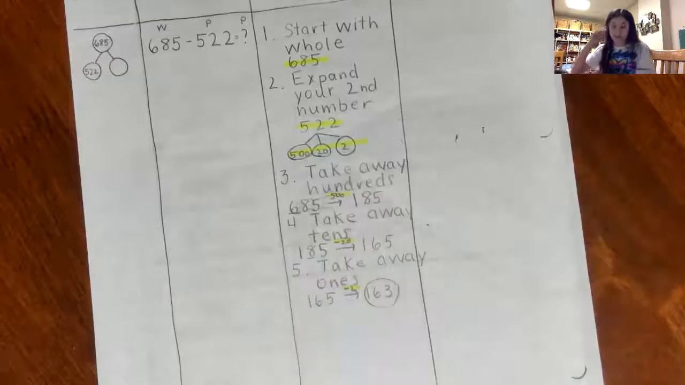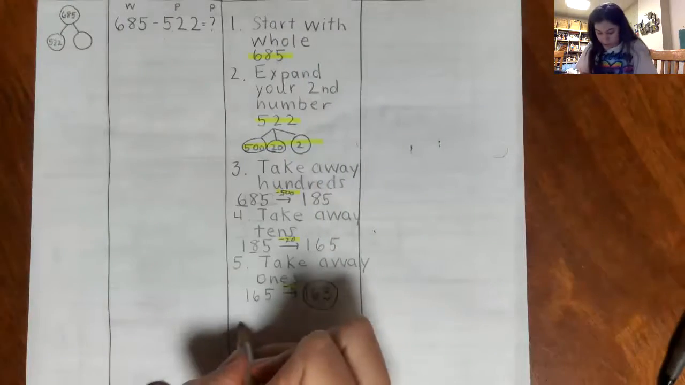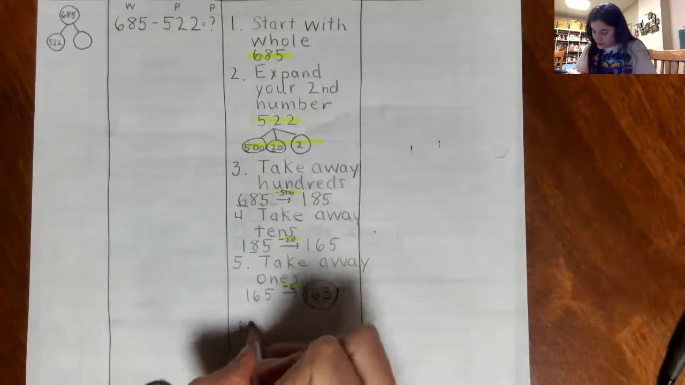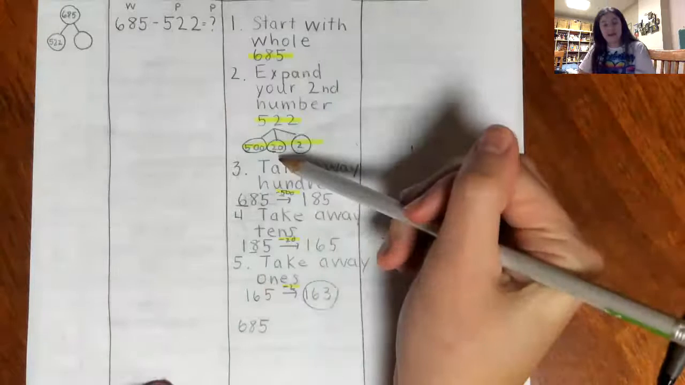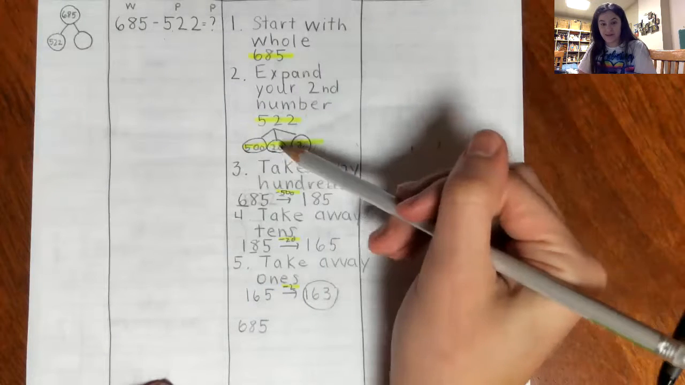So all together, these are the steps I follow, okay? I'm gonna start with my whole. Here we go, we had 685. All right, I expand my second number. I do that here. All right, 500, 20, and 2.